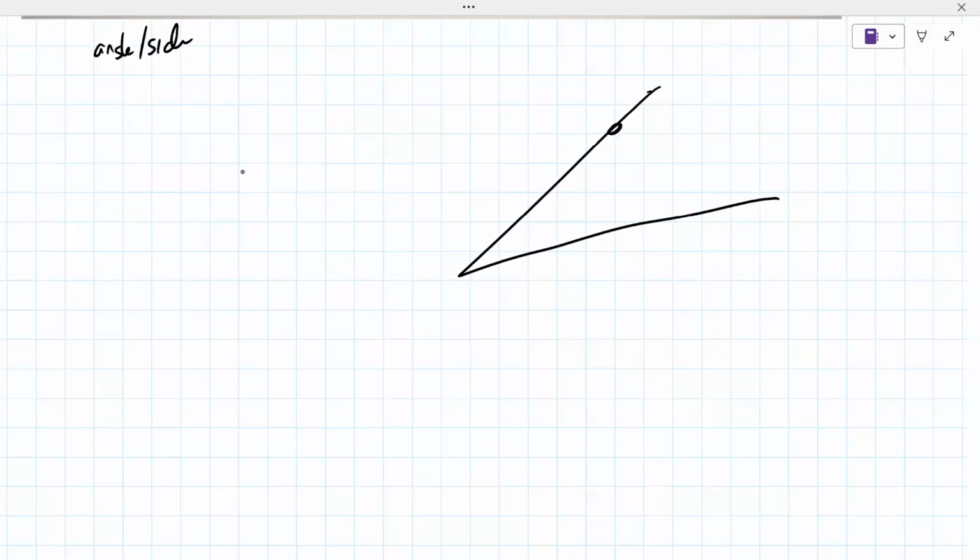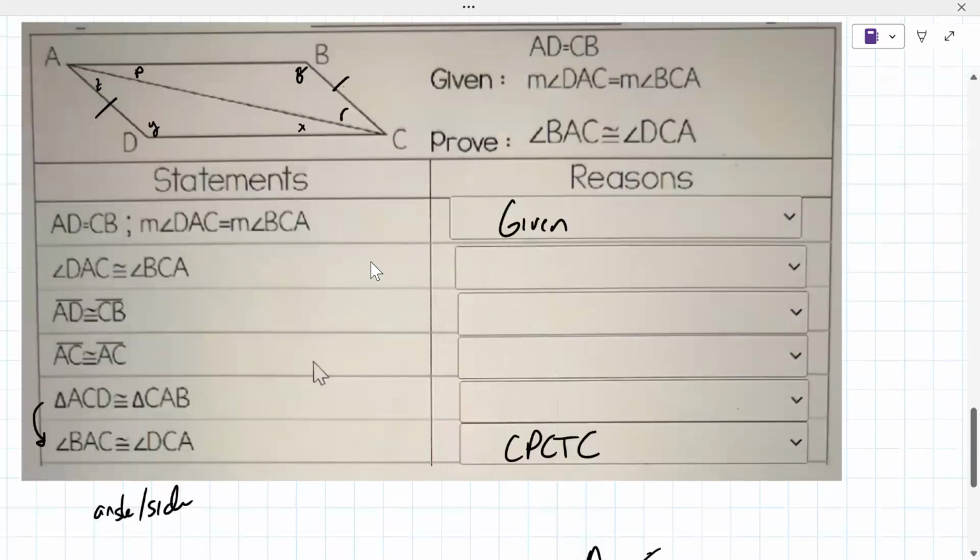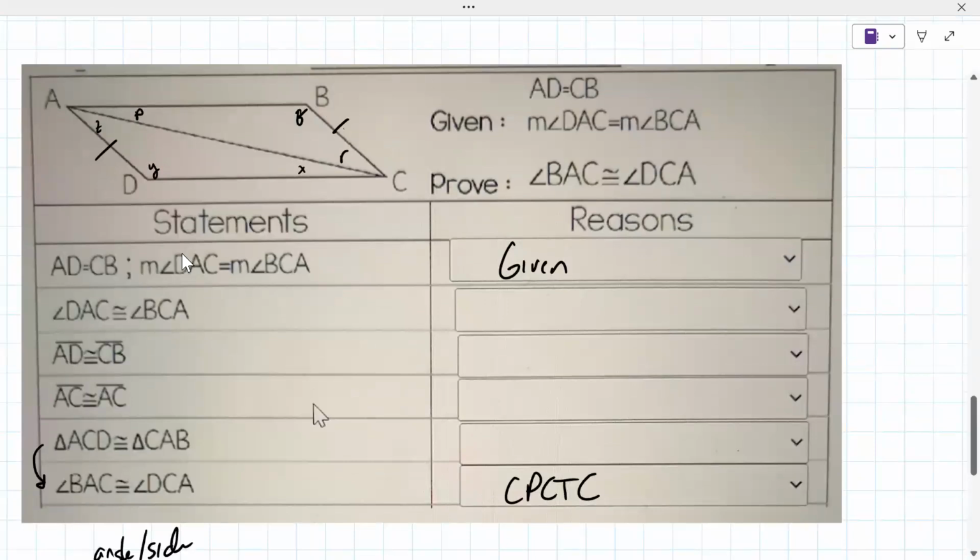So here are 3 letters, A, B, C. This is angle ABC. The middle letter is the vertex. It could also be angle CBA, but anything else is wrong. The middle letter has to be the vertex. So why don't you try this one more time. Which of these letters is DAC? It's Z. It is Z. Okay.